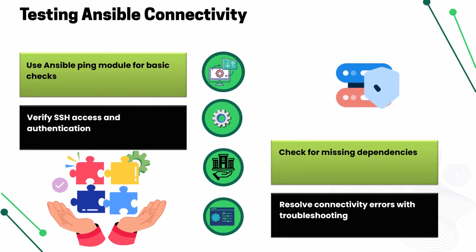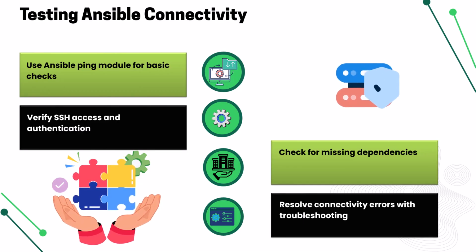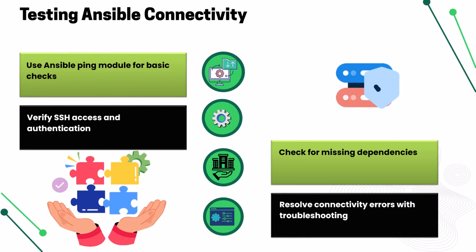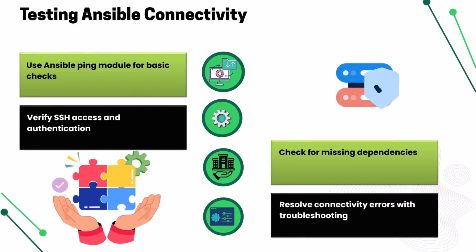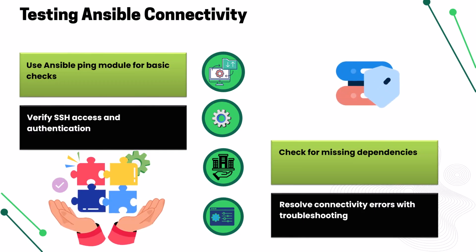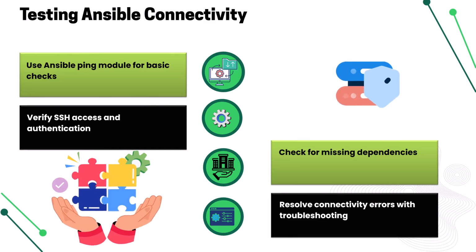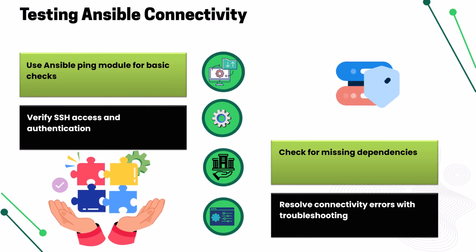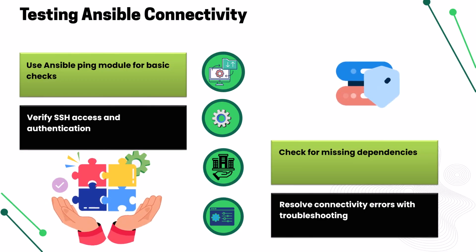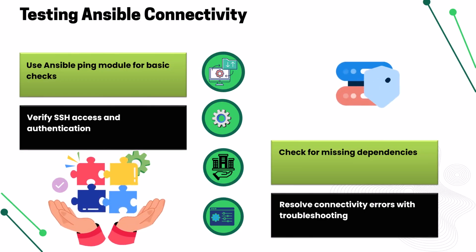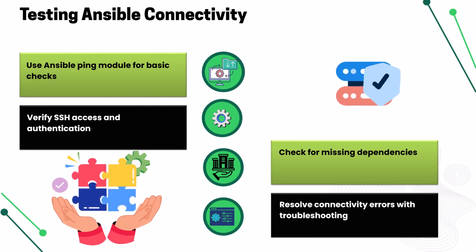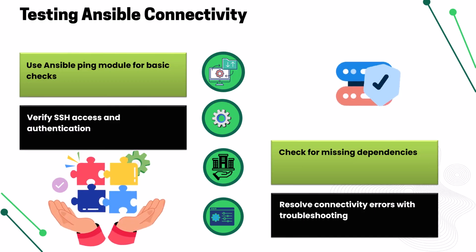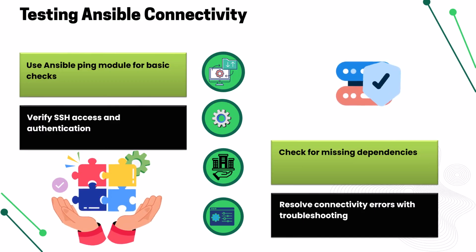Before we dive into automation, we need to make sure Ansible can actually connect to our machines. The ping module is our best friend here. It's like asking, "Hey server, are you there?" If it responds, we're good. We also check SSH access and verify credentials. Oh, and let's not forget dependencies. Missing those can cause trouble. If issues pop up, don't panic. Troubleshooting will help find and fix them.